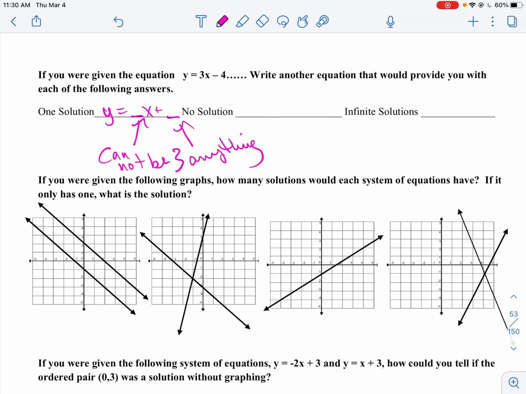Okay, so if I have this one, this has to be the same. The slope has to be the same. This has to be different. And last but not least, if we have infinite, same, same.